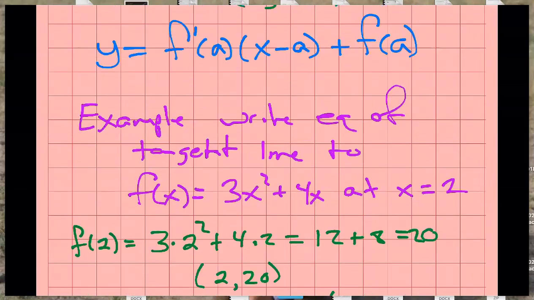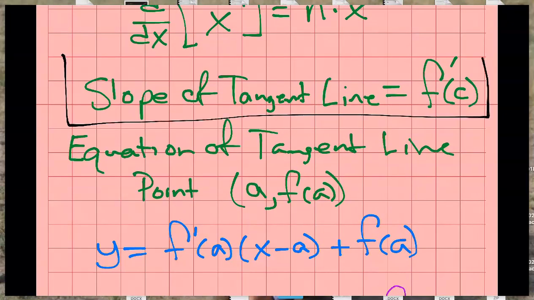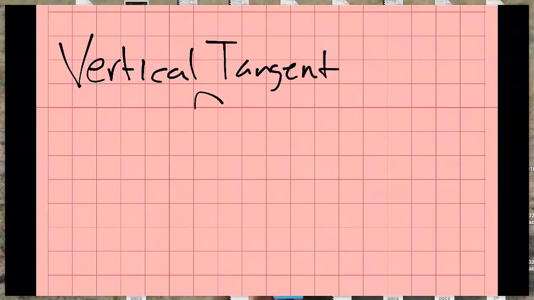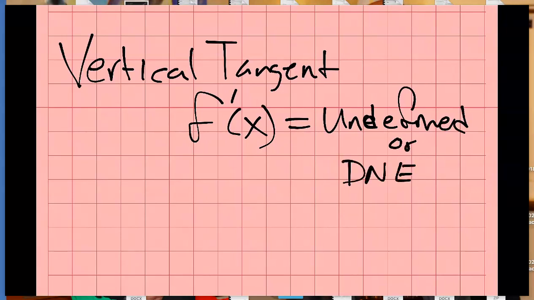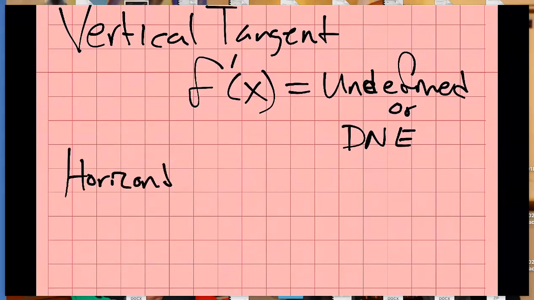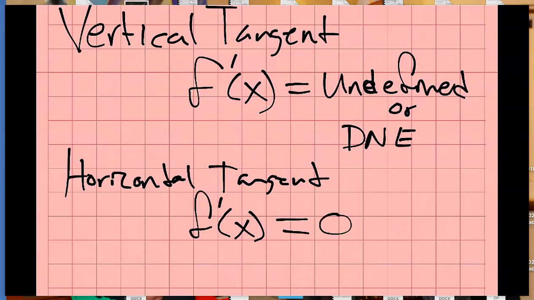With regards to, going back to, the slope of the tangent line is this f prime of c. That's the slope of the tangent line. Know that if you have a vertical tangent, f prime of x would be undefined, or it would be does not exist. For a horizontal tangent, f prime of x would equal 0. So if you're asked to figure out when something is a vertical tangent, that's when it's undefined. When you're asked if something has a horizontal tangent, that is when the derivative equals 0.